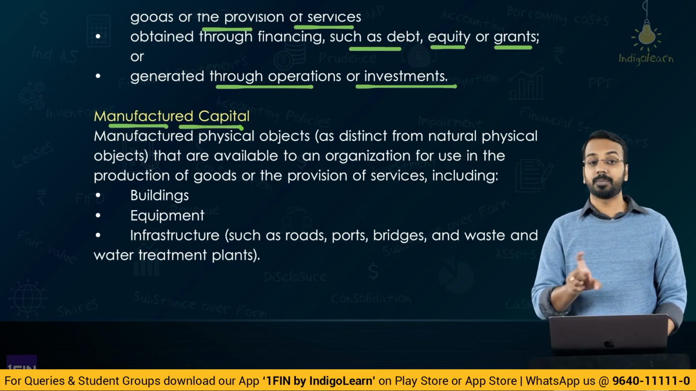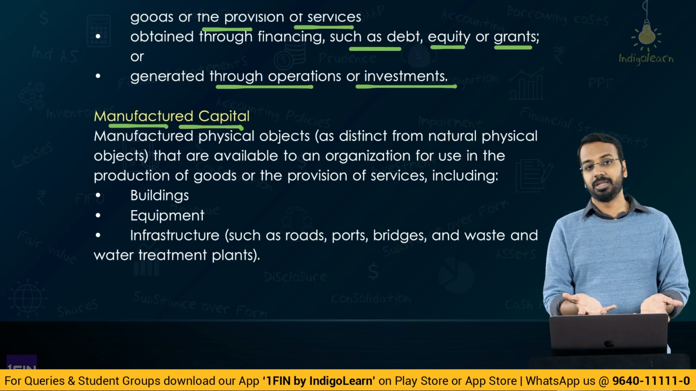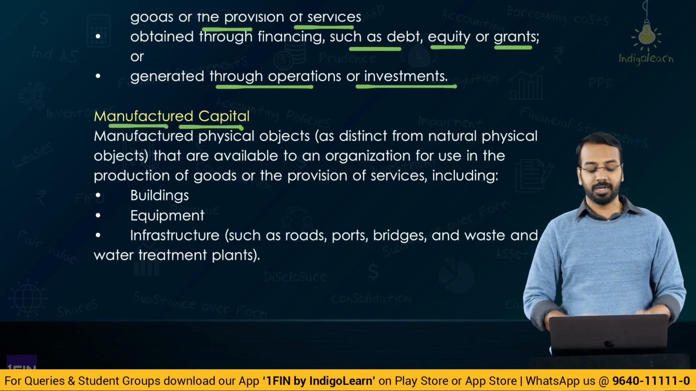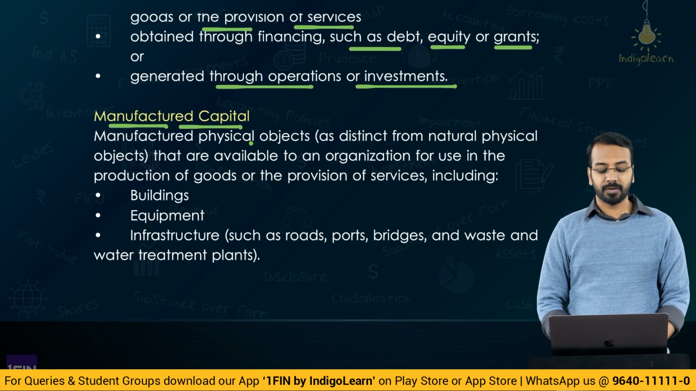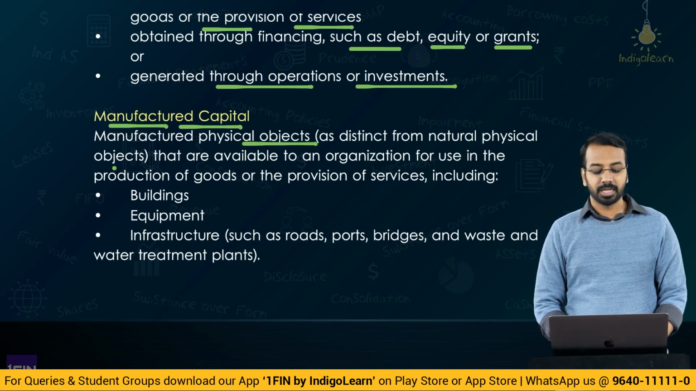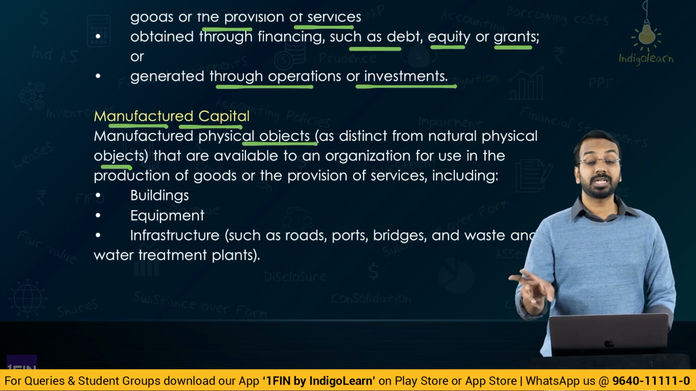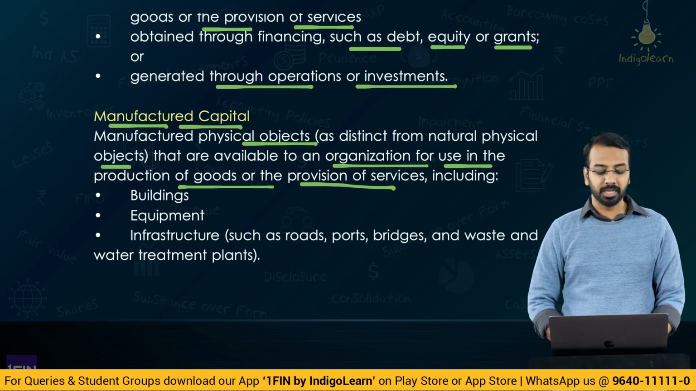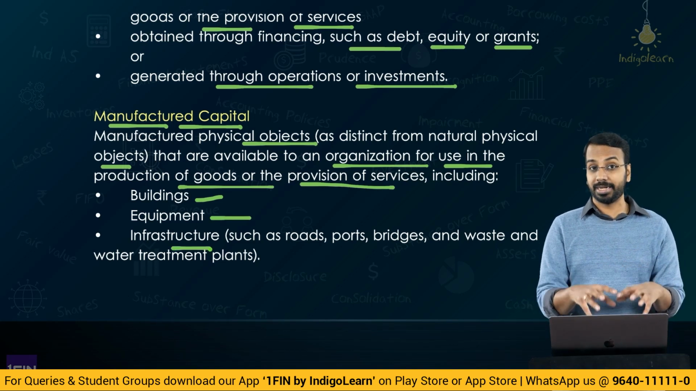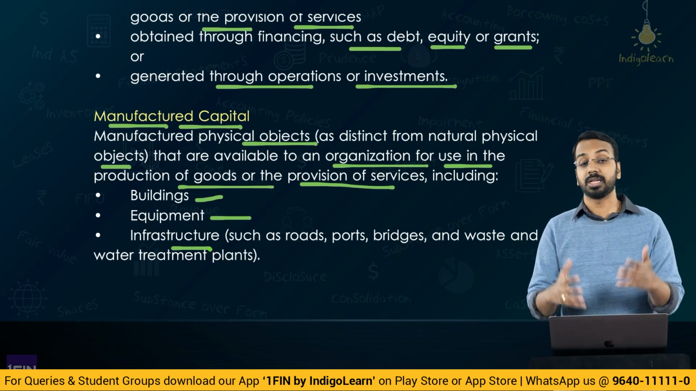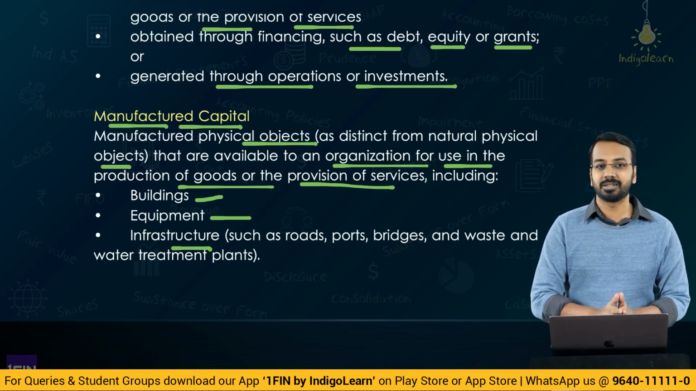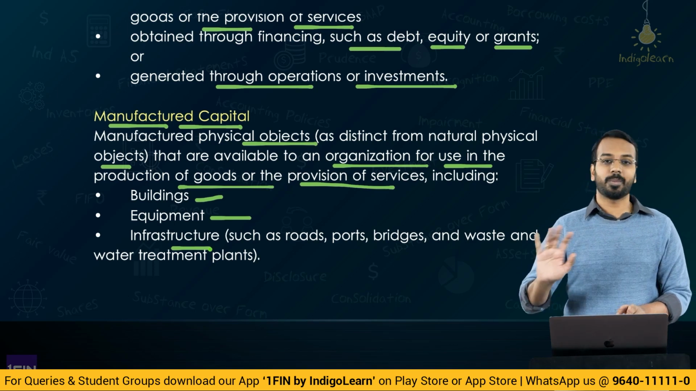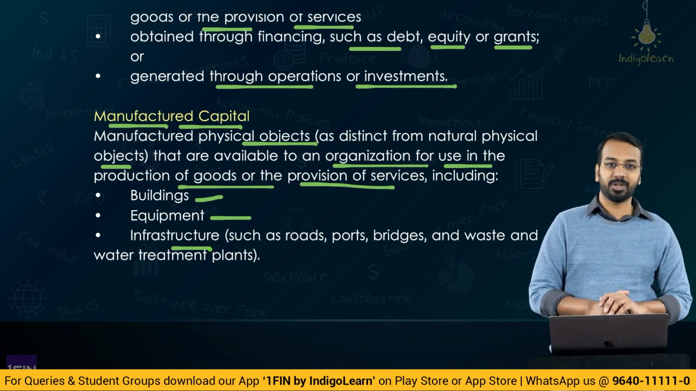Then the second one is manufactured capital. Now the term manufactured capital represents that it is manufactured, it is not natural. If I am using water, it is not manufactured capital, right? So manufactured capital represents manufactured physical objects as distinct from natural physical objects. So we are talking about objects, assets which are manufactured, that are available to an organization for use in the production of goods or provision of services, including buildings, equipment, infrastructure. So whatever is manufactured, that is available to the entity for manufacturing goods, services, including your capital assets and all of that, is considered to be manufactured capital. So land is not a manufactured capital, building is a manufactured capital, right?